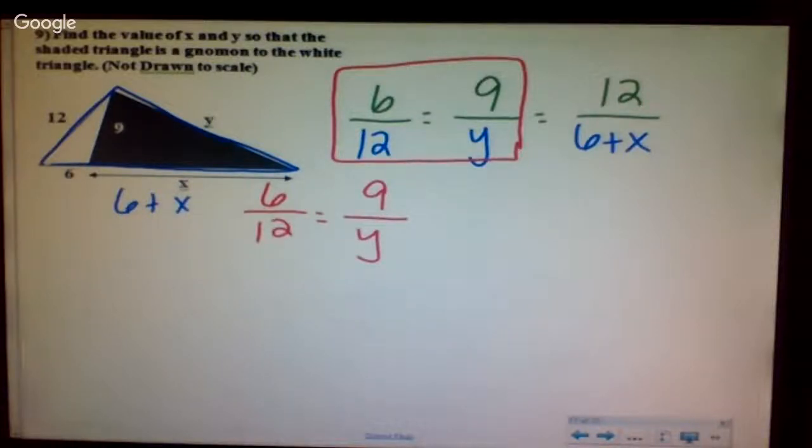I don't even need to cross multiply this. How do I go from 6 to 12? Multiply by 2. So 9 to Y, 18. Okay.